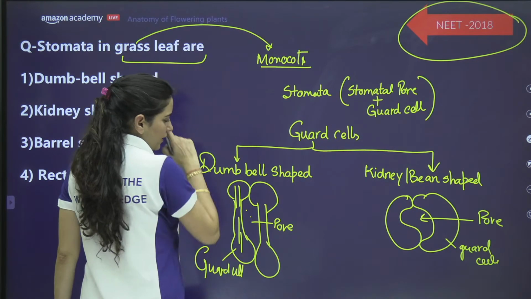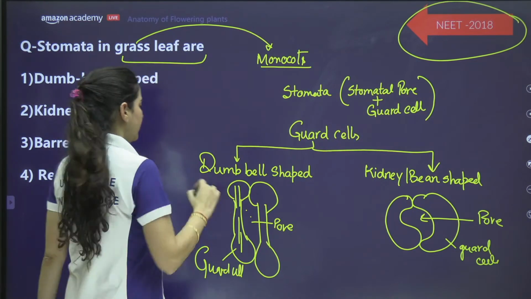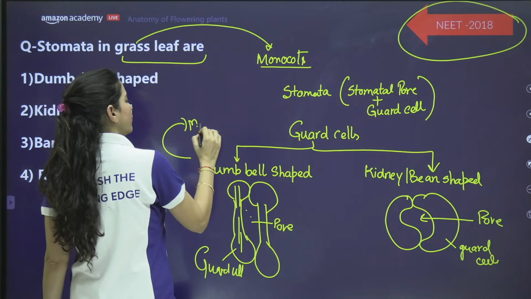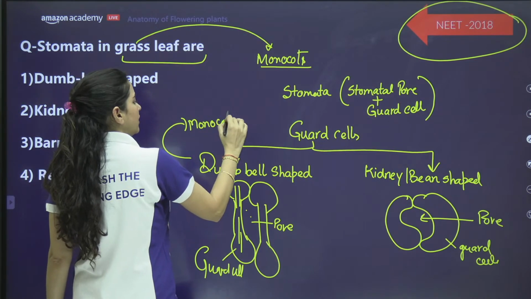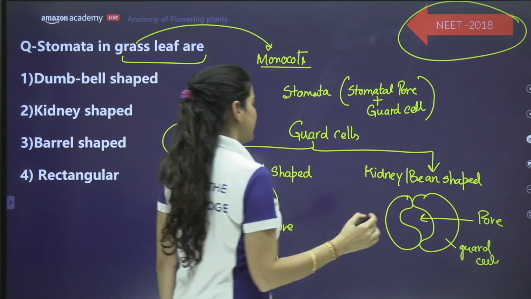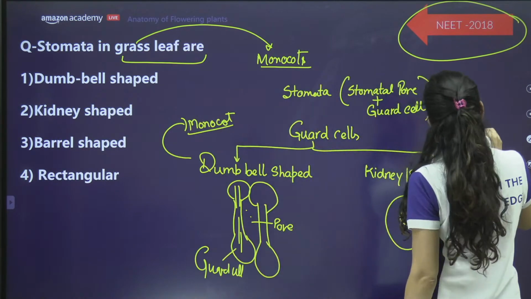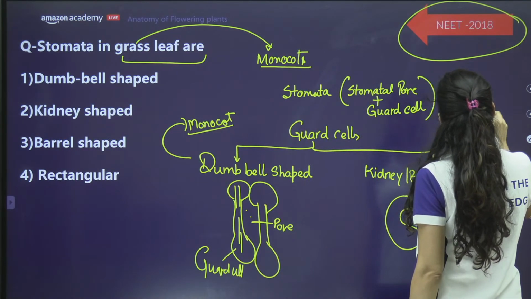So what is it? So dumbbell shape किसमें होगा? Dumbbell shape, it is a feature of monocotyledons. And kidney shape किसमें होगा? That's the case of dicotyledons.